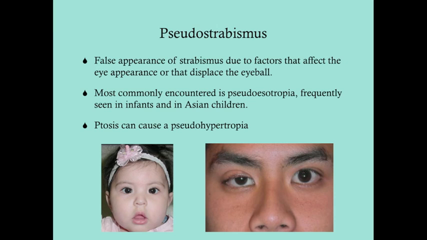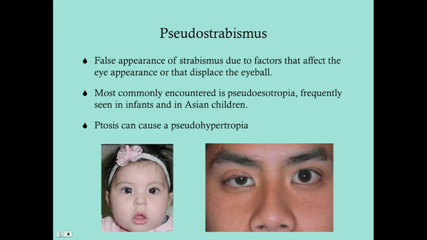There's one more thing I want you to see here, and that is pseudostrabismus. Pseudostrabismus is something that looks like strabismus, but it is not. It's a false appearance of strabismus due to factors that affect the way the eye appears or to something that displaces the position of the eyeball. Most commonly, this is encountered as pseudoesotropia, frequently in infants and in Asian children. In infants, the epicanthal fold has not finished developing. And in Asians, the epicanthal fold looks a little bit different, and so that may make it look to the clinician like the patient has an esotropia, when indeed they don't.